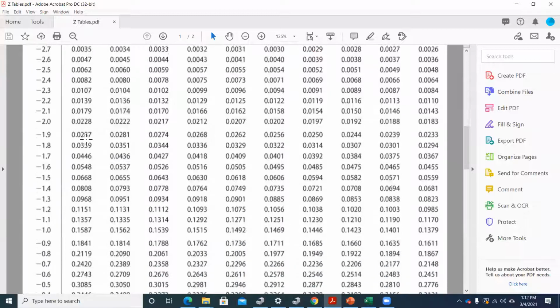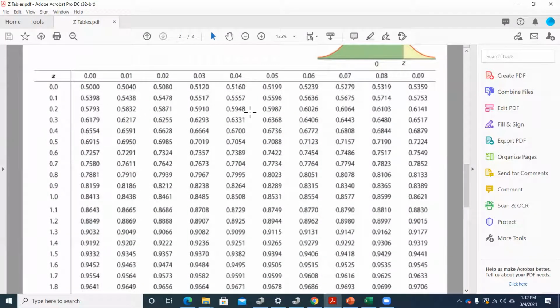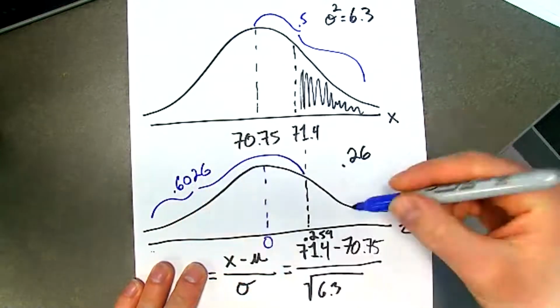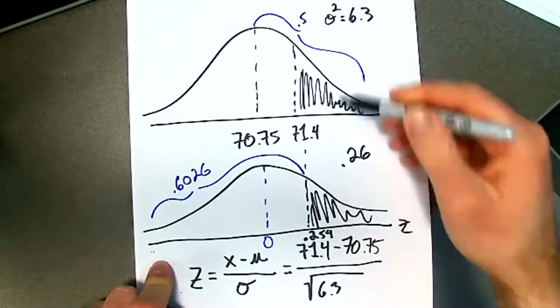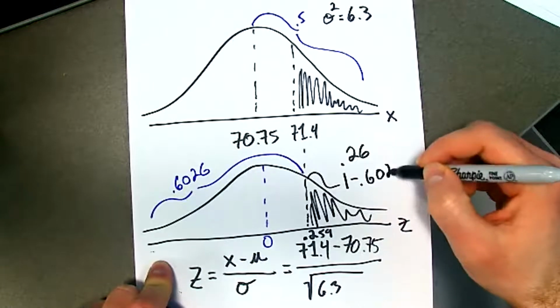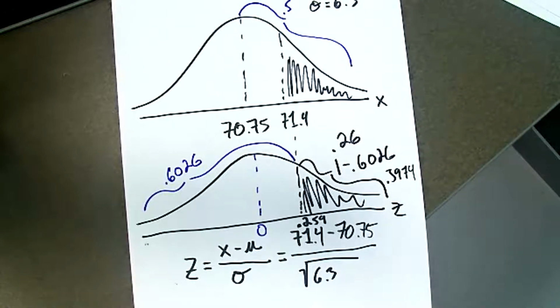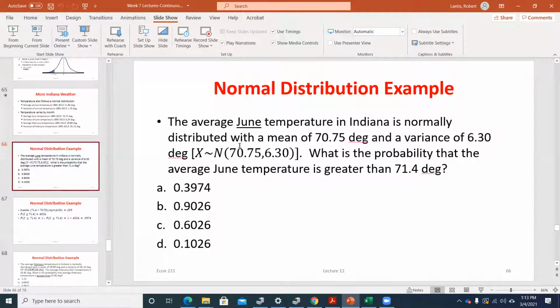So I look up that 0.26. Yep, 0.6026. Now I have to remember that gave me the area to the left. I wanted originally the area to the right, so I'm going to have to do 1 minus that, which gets 0.3974. Okay, and then I'm done. That 1 minus is like step 4, where I use the probability to transform it, depending on what I want. So, not that unlikely, right? Given the average temperature and the variance, it's not very unlikely for us to see a temperature as high as 71.4.